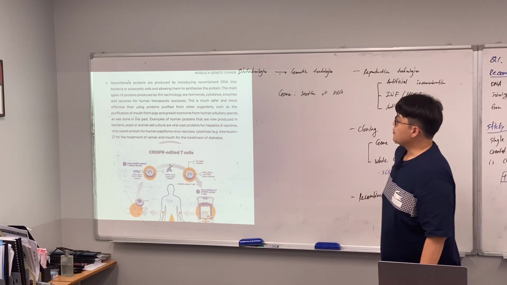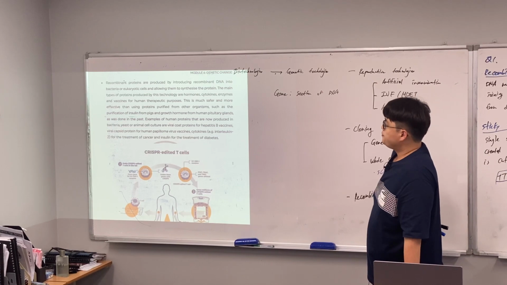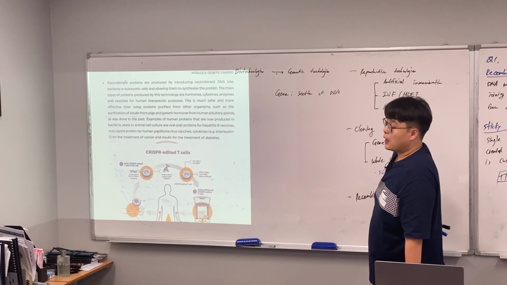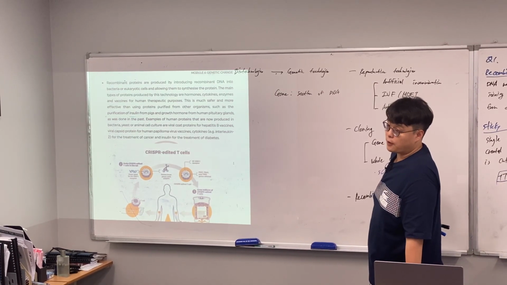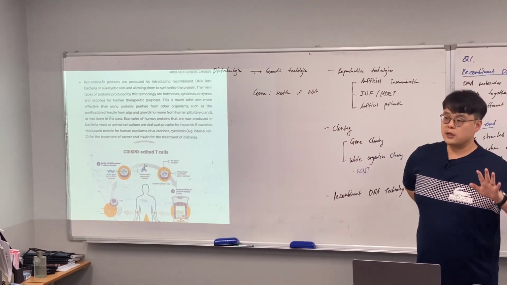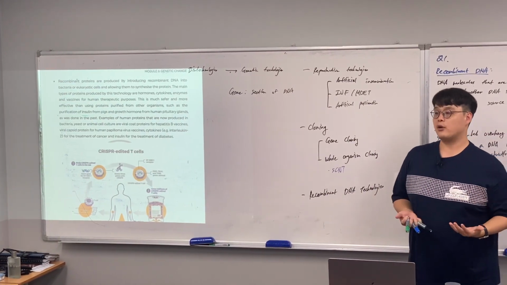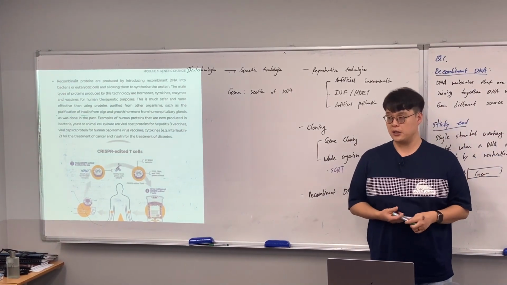What about the recombinant proteins that we produce by putting recombinant DNA into bacteria? That's what we do, and hormones are produced from that too. So not only insulin, we talked about insulin. Yes, we are using recombinant DNA technology, and we are producing huge amounts of insulin.